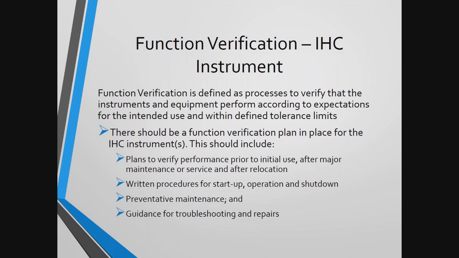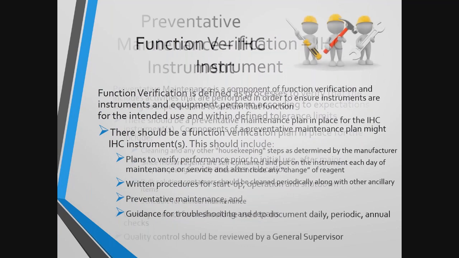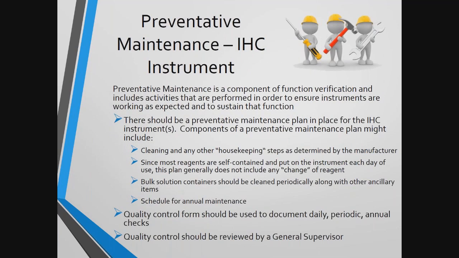There should be policies and procedures that outline how to start the equipment, how to operate the equipment, and then how to shut it down should you need to. Your plan should include what kind of preventative maintenance is to be performed, and then finally guidance for troubleshooting the equipment and general repairs on that equipment. So as mentioned in the last slide, a key component of function verification is preventative maintenance. Your quality management plan for your IHC instruments must include all the things you do in order to keep your equipment in good shape and operating properly.